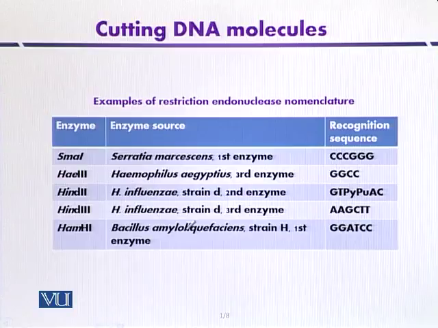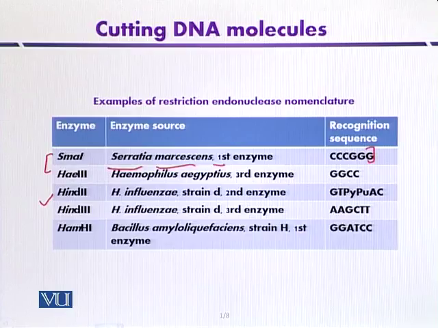If we take the first example, SMA1, this enzyme was isolated from Serratia marcescens. S is from the genus name and MA from the specific epithet, and it was the first enzyme that was isolated. So the name SMA1 was given, and this is the recognition sequence, a 6 base pair recognition sequence, CCCGGG.